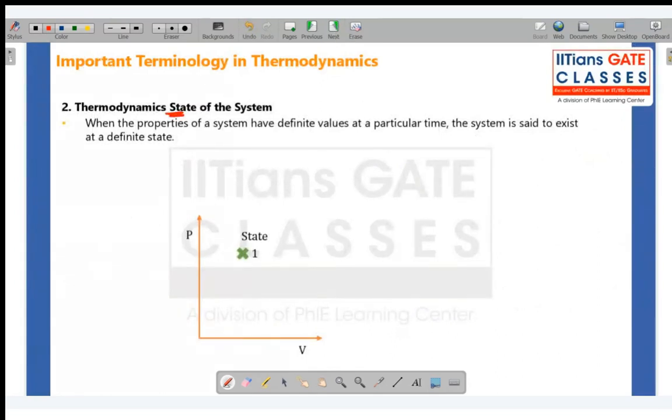Okay. Thermodynamic state. State means what? I have told you about properties: pressure, volume, temperature, and all. State is when you fix the values of the properties.